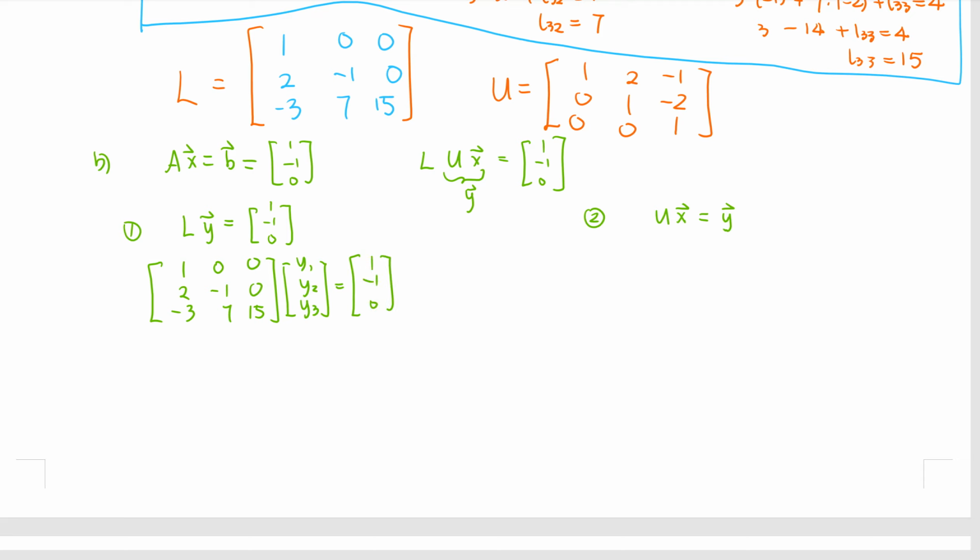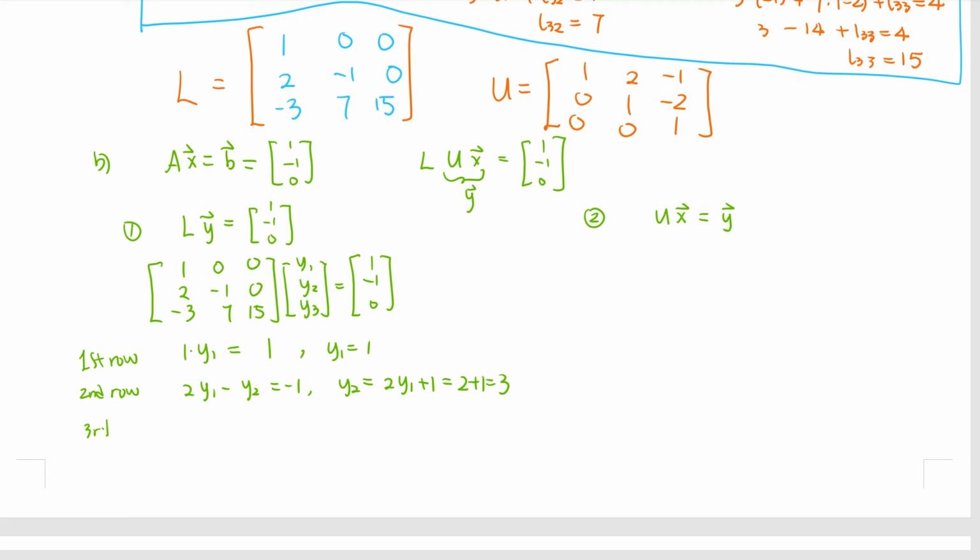Okay, so let's do substitution. So the first row, 1 times Y1 is just 1. So Y1 is just 1. Second row, we do 2Y1 minus Y2 equals minus 1. So what's Y2? Move Y2 to the right and move 1 to the left. It becomes 2Y1 plus 1. But Y1 is 1. So 2 plus 1 equals 3.